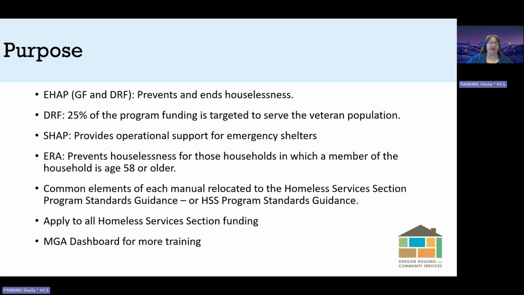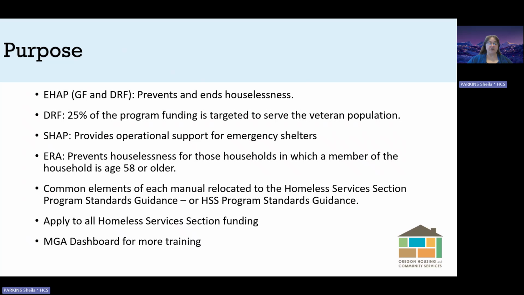It is important to recognize that OHCS removed all the common elements of each manual and put them in a single location called the Homeless Services Section Program Standard Guidance, or the HSS Program Standard Guidance. These program standards apply to all Homeless Services Section funding, and any failure to adhere to these standards will result in audit findings and may put the subgrantee's funding at risk due to non-compliance issues.